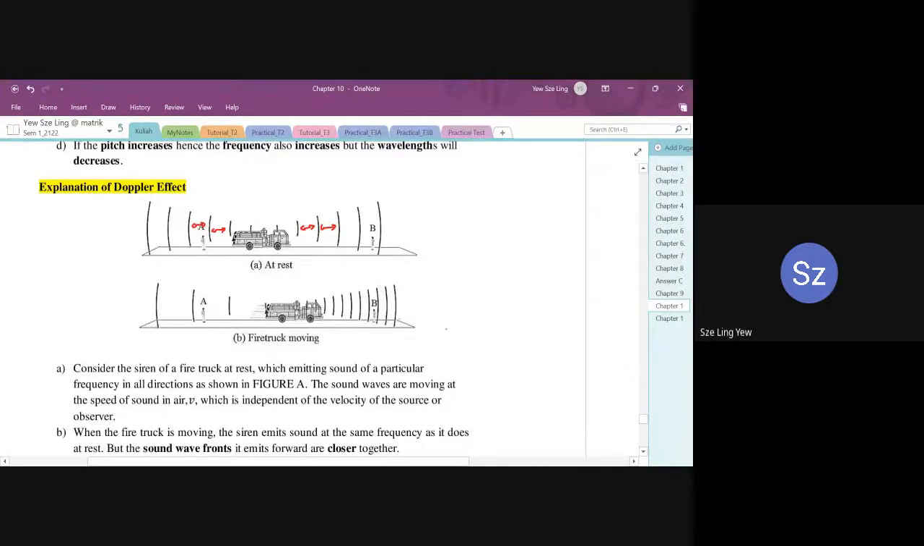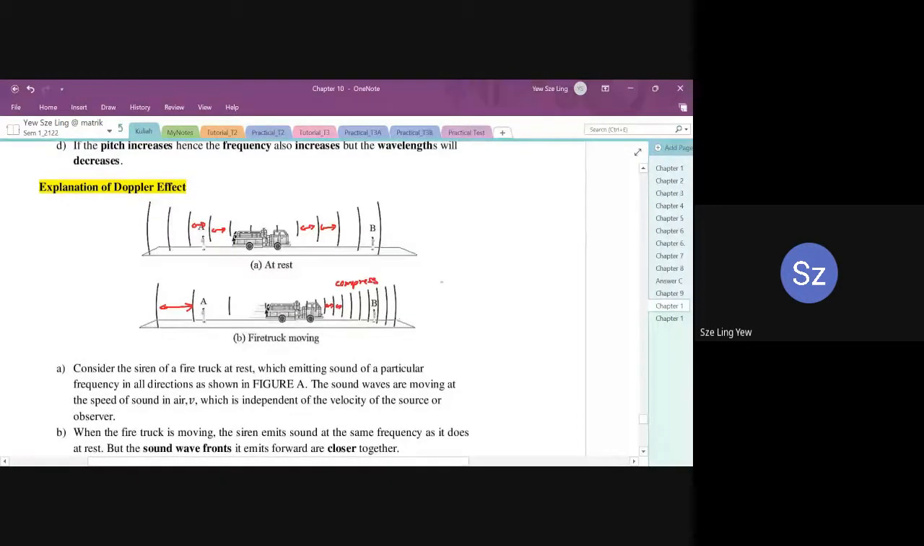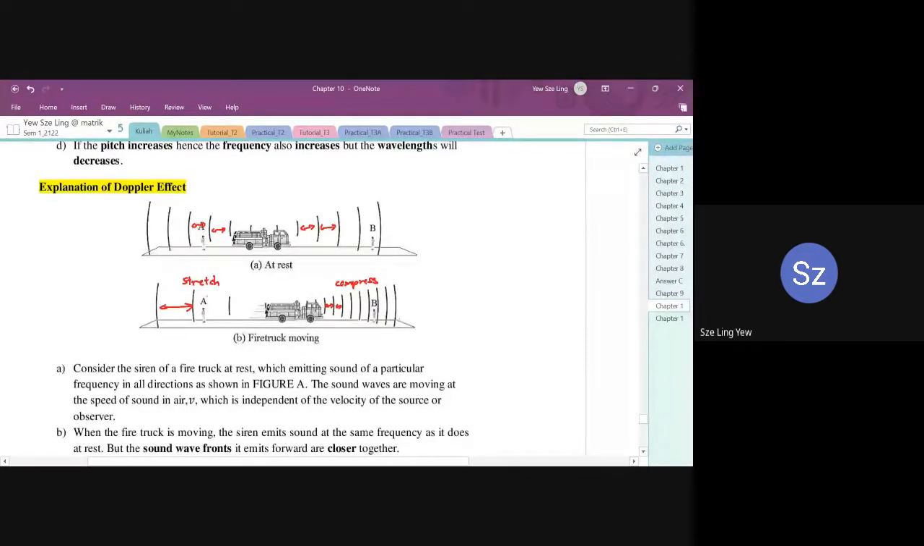If your object is moving to the right-hand side, what actually happens is it squeezes the wavelength on the right-hand side. Therefore, the one on the right-hand side and the one on the left-hand side look different now. This one is being compressed because it's moving towards the right, but the one at the back is being stretched. You pull the wavelength. So now you have a larger wavelength behind the object. So, compress and stretch. Therefore, the observers will receive different wavelength or different frequency.